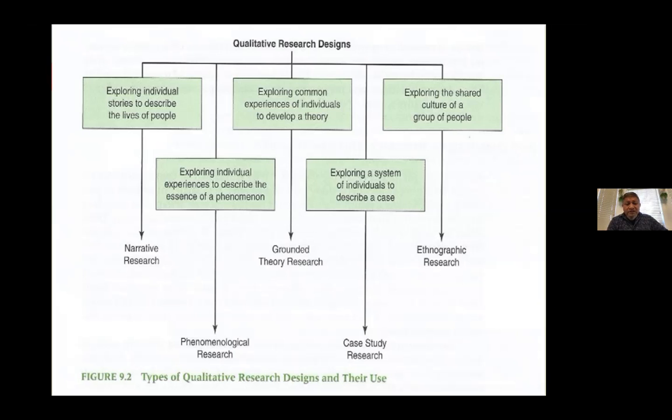The next one is case study research, exploring a system of individuals to describe a case, right? As I said before, in case studies you want to study either an individual or a group of individuals, and they are your case. It could be the case of the newcomer ELL students in third grade. In this case, I may want to choose students who are low performing. Why? Because maybe I want to find out ways in which I am going to be able to support their advancement, their development.